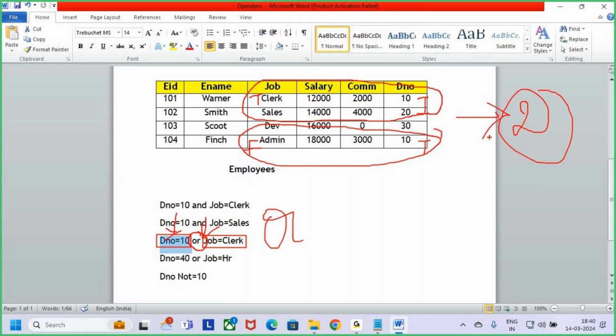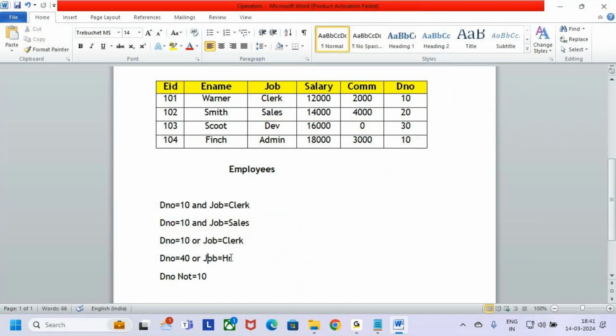Why? Because I said that in the OR operator, if any one condition is true, we'll get the output. Here both the conditions are true, we'll get the output. But here one condition is true, one condition is false. Even though the second condition is false, we'll get the output. Why? The first condition is true. If any one condition is true, we get the output as true in which operator? OR operator. So we'll get two rows in the output.